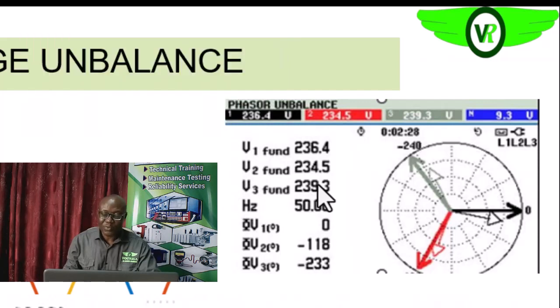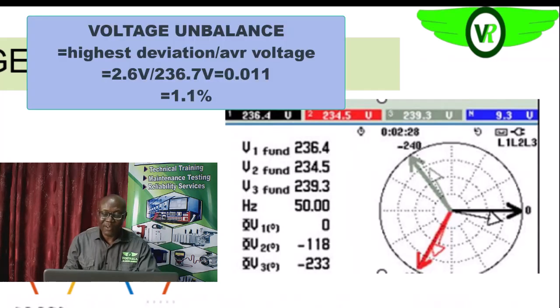We now take that 2.6 and divide by 236.7, which is the average, and we have 0.011, which is about 1.1%. So the unbalance in this case is not much of an issue.